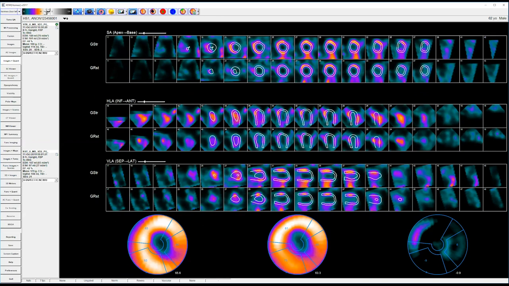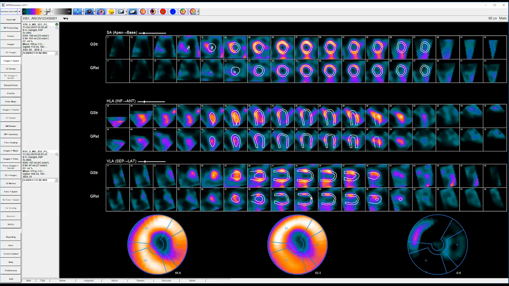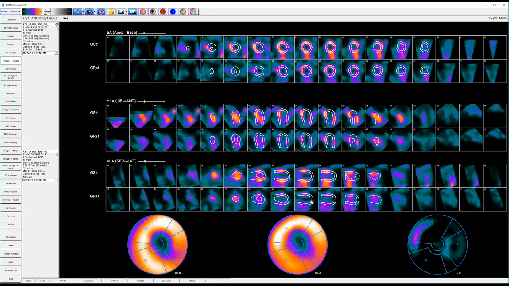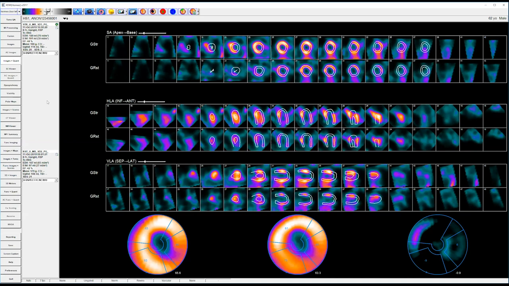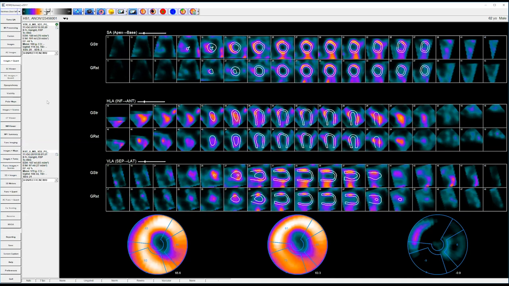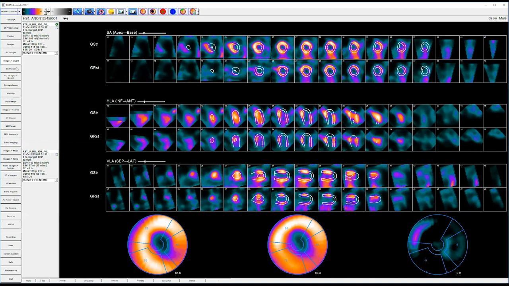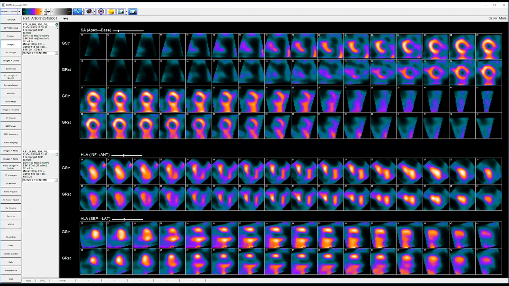So I think that's the thing to realize in severe fixed defect here, the camera is making up this contour here. And so the actual volume might be a little off. The EF might be correct, but the actual volumes might be a little off in both systole and diastole. So always keep that in mind. Very good.